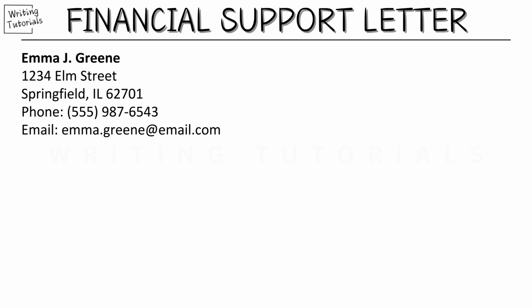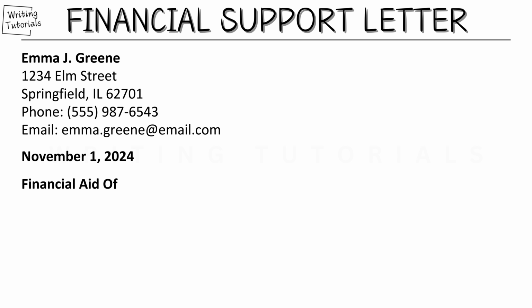Make sure each piece of information is clear, because if the financial office needs to contact you quickly, they'll know where to reach you. Adding the date. Next comes the date, which is placed just after your contact information. In this case, the date reads November 1st, 2024. The date is a simple detail but very important. It shows when you submitted the request. For financial support, having this date helps create a timeline that the reader can reference if they review your request later on.